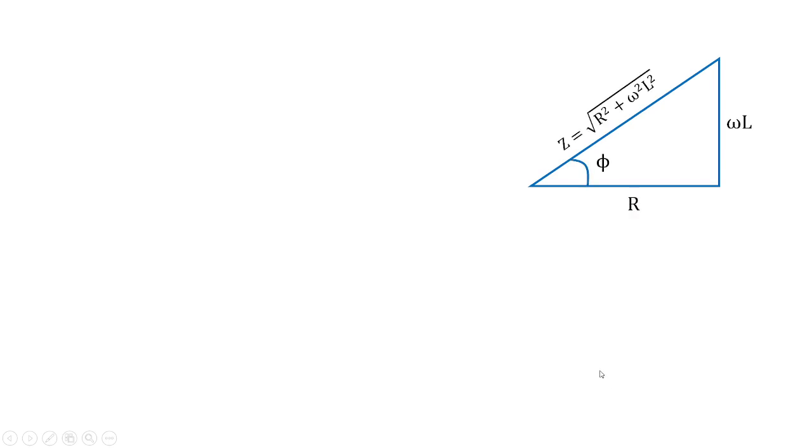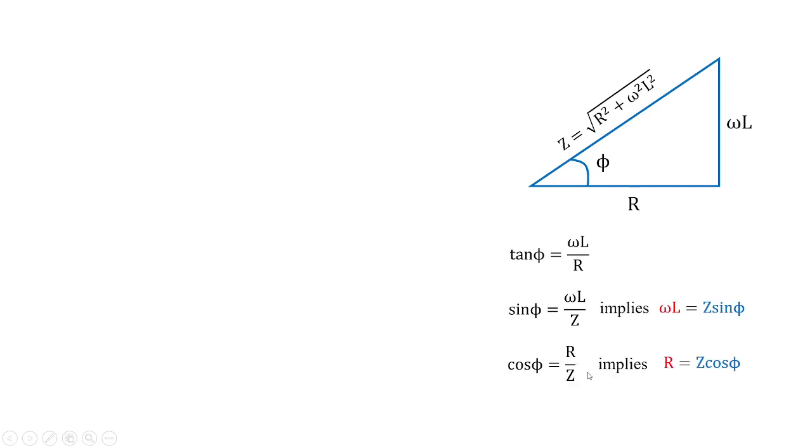Now from equation 10, I am going to frame a triangle, which is known as the impedance triangle, composed of R and omega L, which gives tan phi as omega L by R. So sin phi and cos phi can be obtained as omega L by z and R by z respectively, which makes omega L equal to z sin phi and R equal to z cos phi.